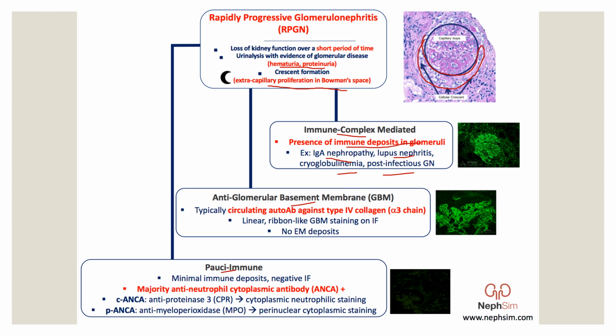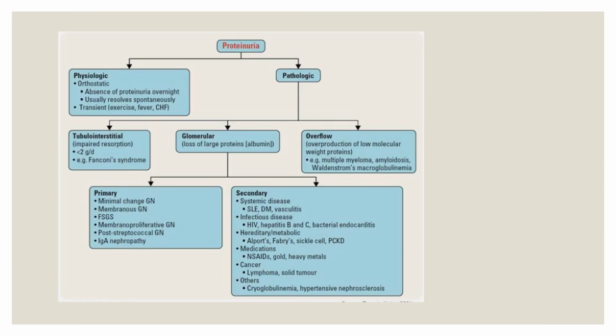And in anti-GBM there is an autoantibody against type 4 collagen, and it is linear deposition on immunofluorescence. In pauci-immune, there are minimal immune deposits, negative immunofluorescence, and the majority is ANCA positive. And there are two types of ANCA, which is C-ANCA and P-ANCA. C-ANCA is proteinase 3 antibody, and P-ANCA is myeloperoxidase. Okay, C-ANCA shows cytoplasmic staining, and P-ANCA stands for perinuclear staining.